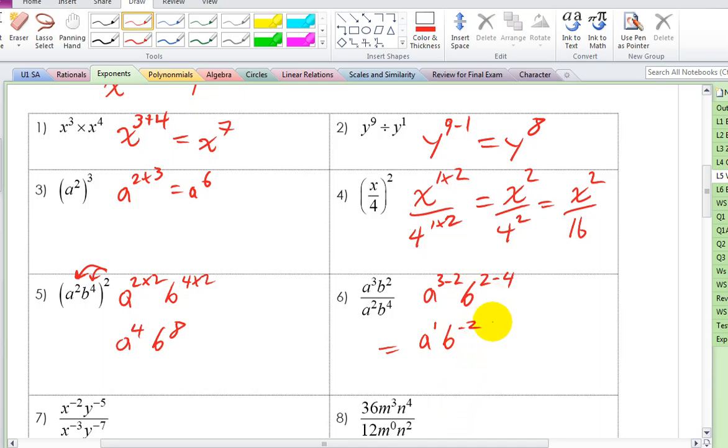So the a exponent 1 does not move, and we shouldn't really write the exponent 1, although I don't take marks off for that anymore. But the b negative 2 is a problem because you're not allowed to have negative exponents as final answers. So the b has to go to the basement. The a is fine, but the b has to go into the fraction form.